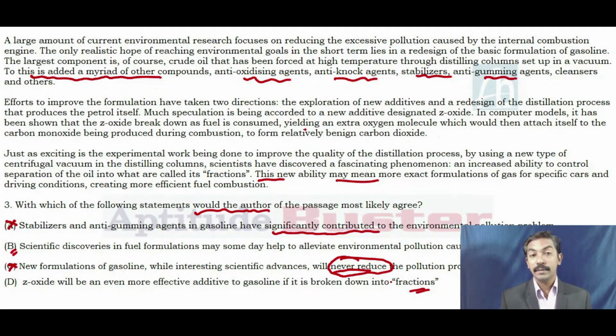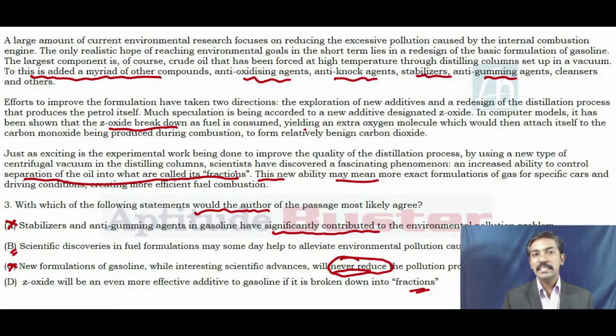These are all your assumptions while you answer these types of questions, and that's the reason why they set this trap. Please stay away. Read what it says. Option D says Z-oxide will be an even more effective additive to gasoline if it's broken down into fractions. In the previous question I said there have been two possible solutions being discussed. One is breaking down of Z-oxide, that is presented in the second paragraph. Another one is separation of oil into what are called its fractions.